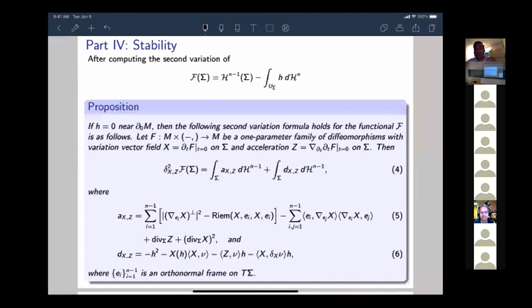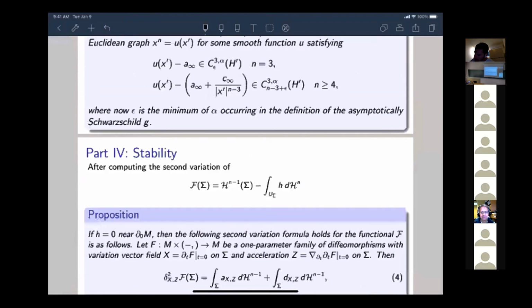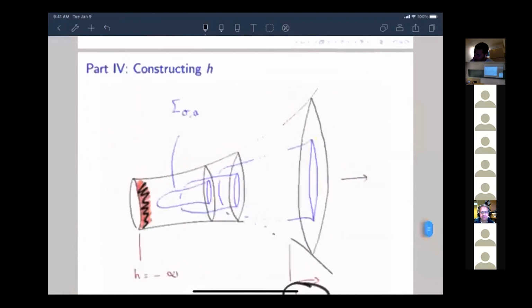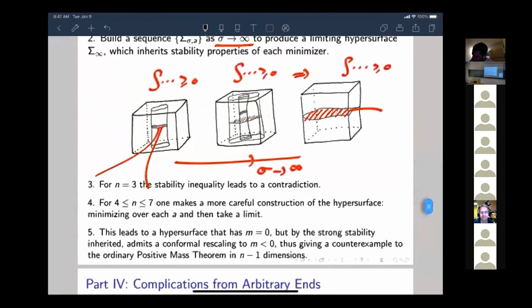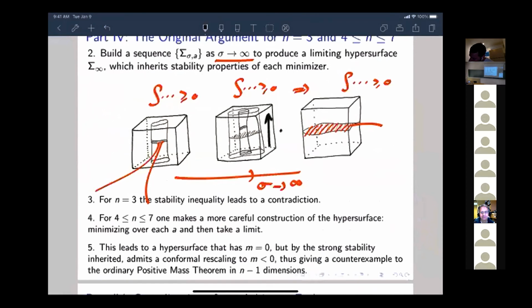You don't just need that. You actually need to minimize with respect to A, which is where you chose your mu bubble along the coordinate cylinder. So remember, the picture was here. A is along here. This is where A lives. So it's kind of the height of where you're doing your mu bubble. So you minimize both the mu bubble functional, which gives you the stability inequality, but then that's actually not enough. You also need to minimize with respect to A.